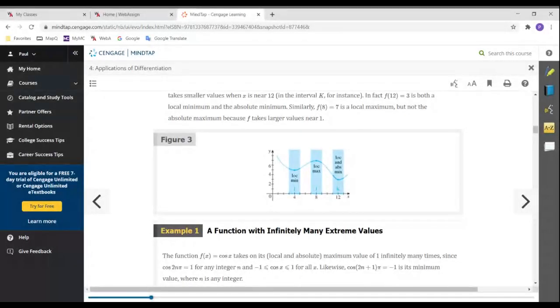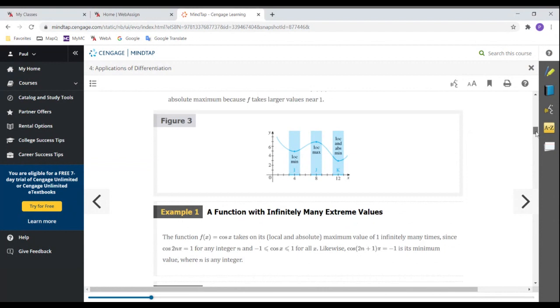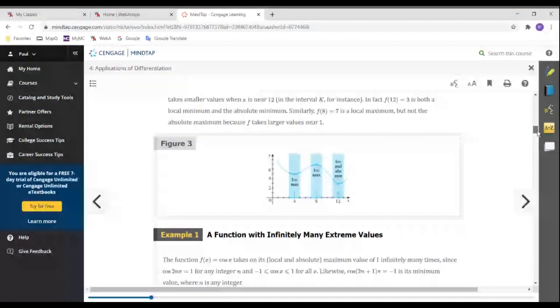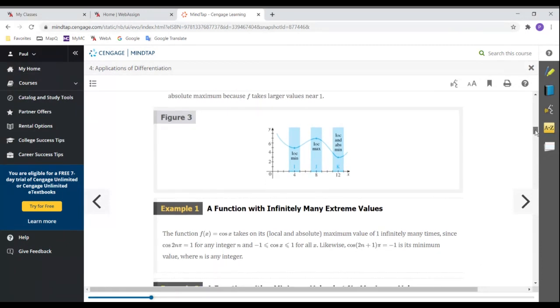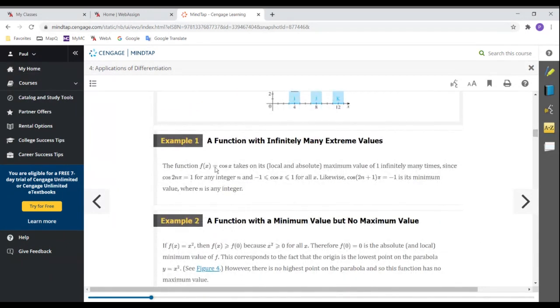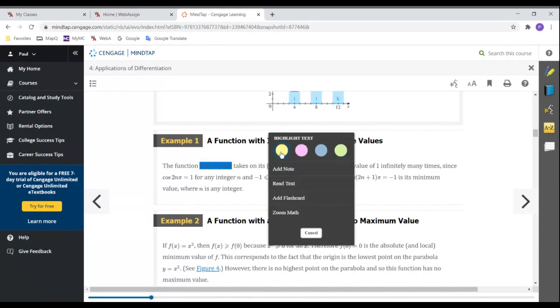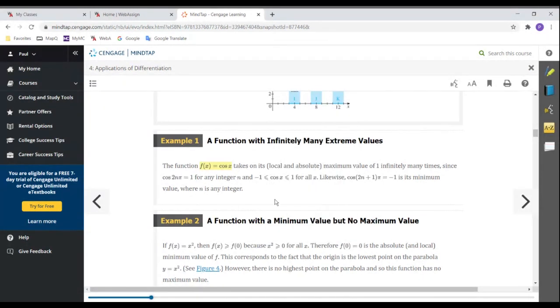Okay, so these are called extreme values, by the way. I want to be a little bit careful. Maximum and minimum values of a function are called extreme values. For instance, example 1, the cosine function, f of x equals cosine of x. It's going to take on local and absolute maximum value of 1 infinitely many times. We know how the cosine curve behaves. So that function has many extreme values.